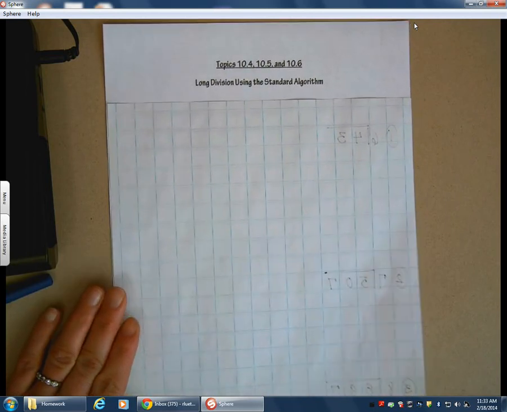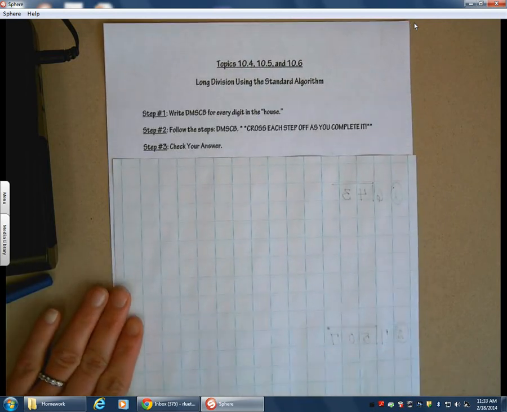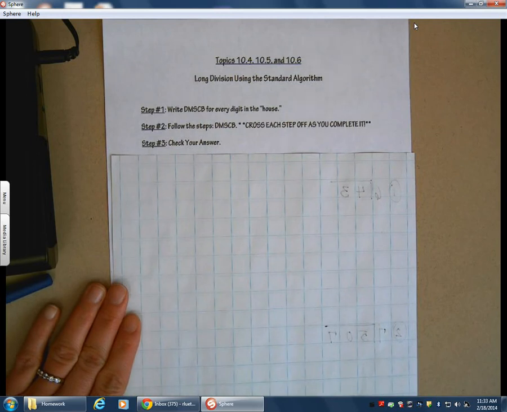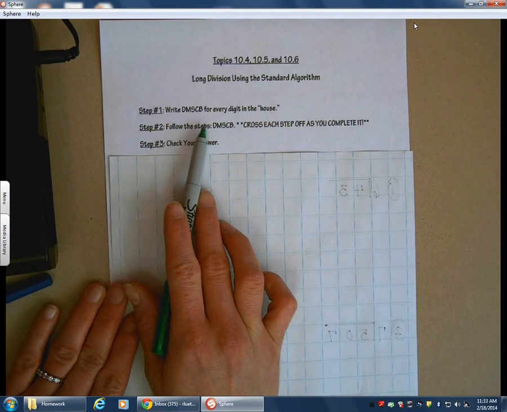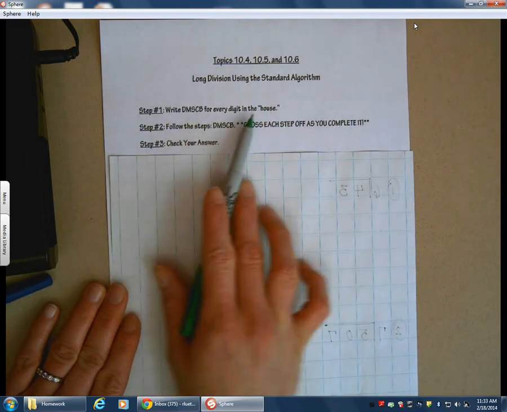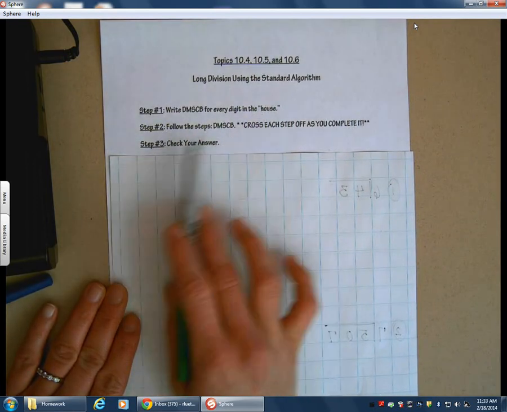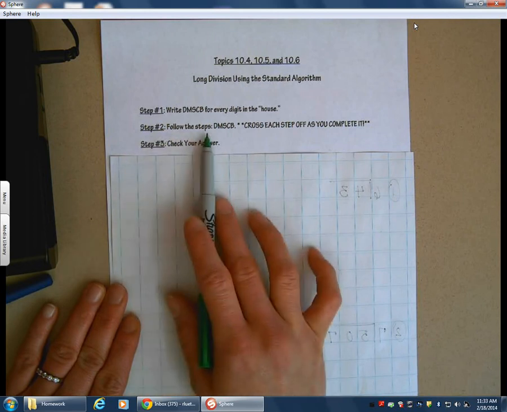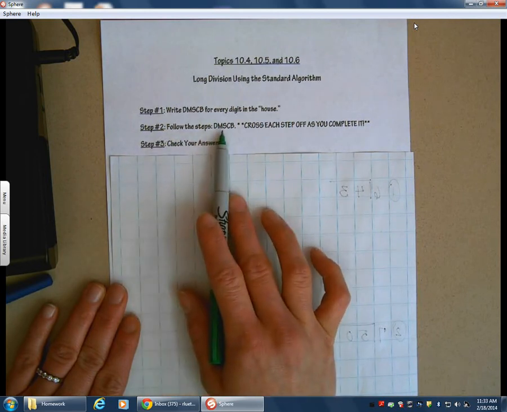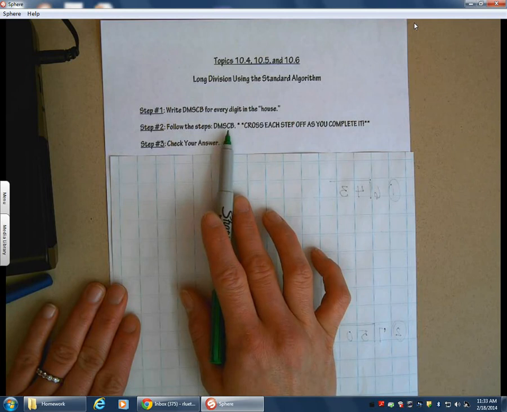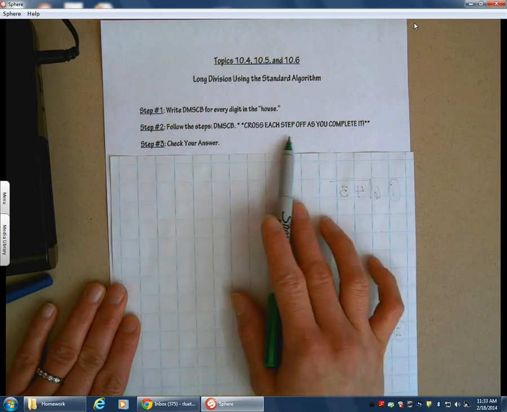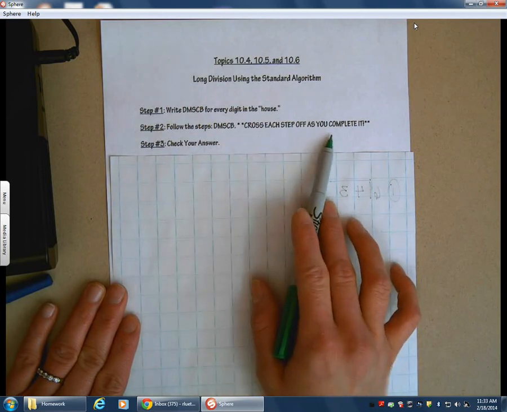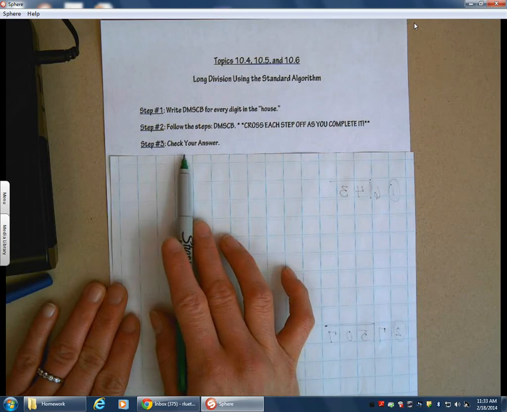Okay, so before we start dividing, let's review the steps we've practiced in class. Step 1, you need to write down DMSCB for every digit in the house. Step 2, you need to follow those steps: divide, multiply, subtract, compare, bring up or bring down. Please remember to cross off each step as you complete it. And then finally, step 3 is to check your answer.